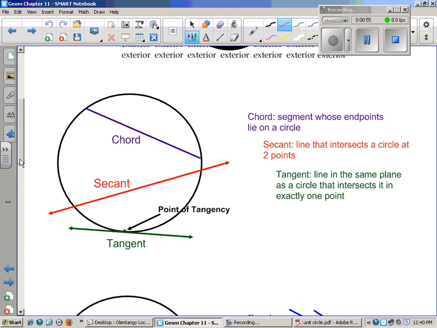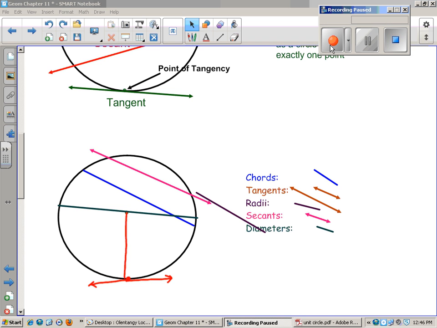And a tangent line is a line that touches a circle at 1 point. Okay, that's what tangent means, right? It touches something at 1 point. And that point where it touches is called the point of tangency. Good. So, I have to record that. All diameters are chords, but not all chords are diameters.